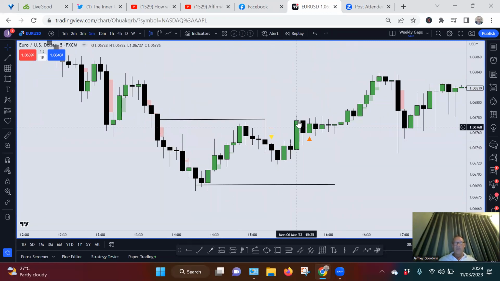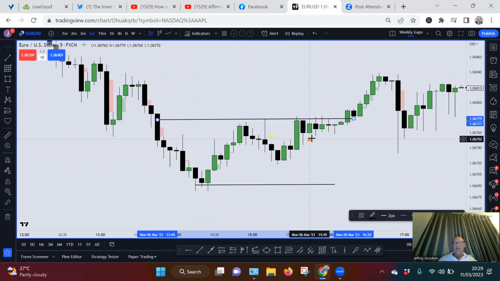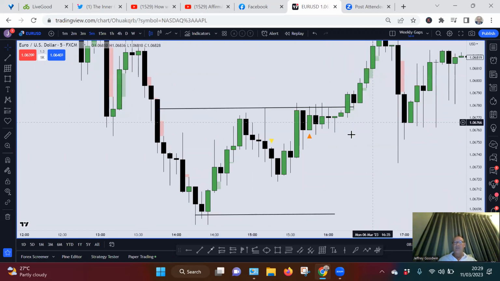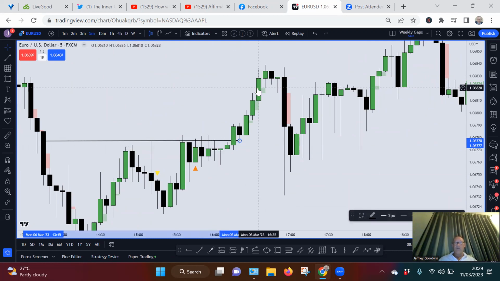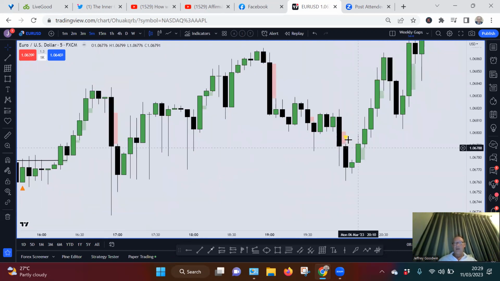So here it goes. It fails to go there. It hits there very nicely, thank you very much. And then another one, and you could use that as a break of structure if you're into break of structure, based off that there. And away you go. We have another one.